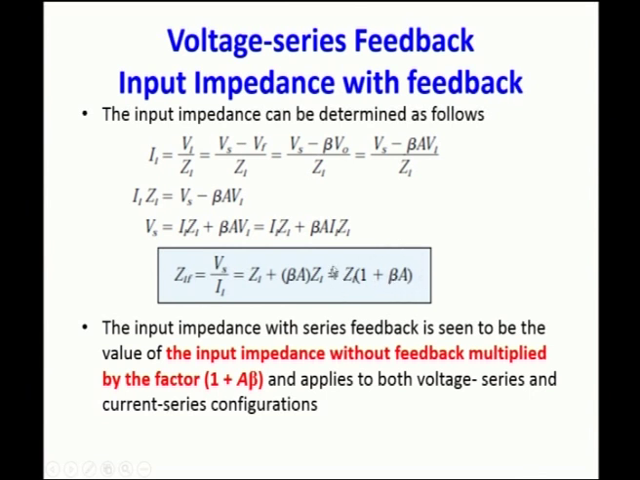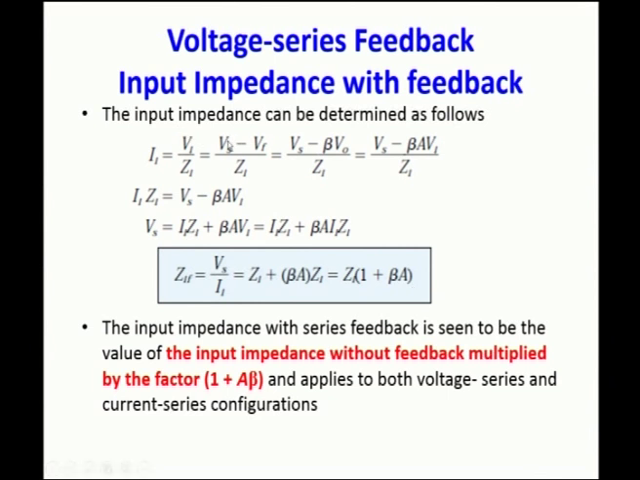So, when you look at the input impedance, as we told, the input impedance is increased because the connection is in series. It is a series feedback. So, input impedance is increased by the factor of 1 plus beta A. So, always the impedance or the gain, whether it is increased or decreased, the factor is the same, 1 plus beta A. If you look at the gain, the gain of the amplifier without feedback is reduced by 1 plus beta A times.